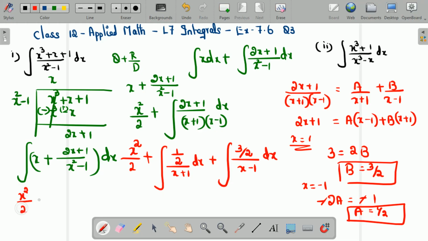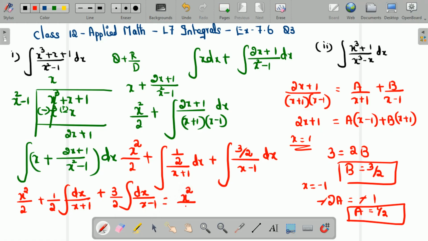So x squared by 2 plus 1 by 2 integral dx divided by (x plus 1) plus 3 by 2 integral dx divided by (x minus 1). Now this can be directly substituted, because if you substitute t for x plus 1, this integration will become dt divided by t. So we can directly write the answer here.